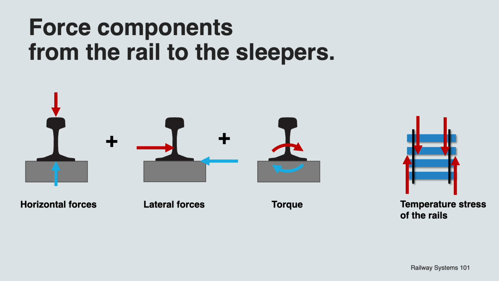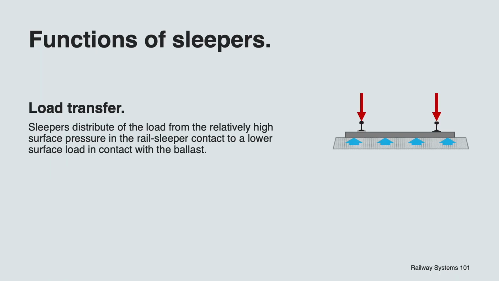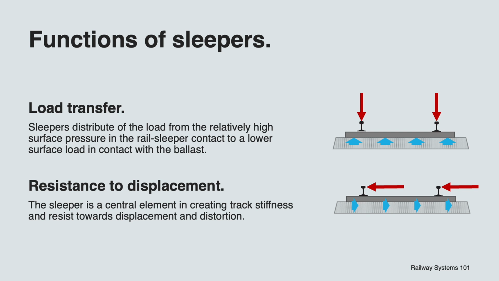Another stress that has to be considered is the contraction or expansion of the rails due to the temperature, which causes longitudinal stress on the ballast and the sleepers. Thus, railroad sleepers execute two basic functions. First, the load transfer. The sleepers distribute the stress from the relatively high surface pressure of the rail sleeper contact into a lower surface load in contact with the ballast. And second, the resistance to displacement. The sleeper or the support of the rail feet on the sleeper guarantee the track geometry and the gauge.